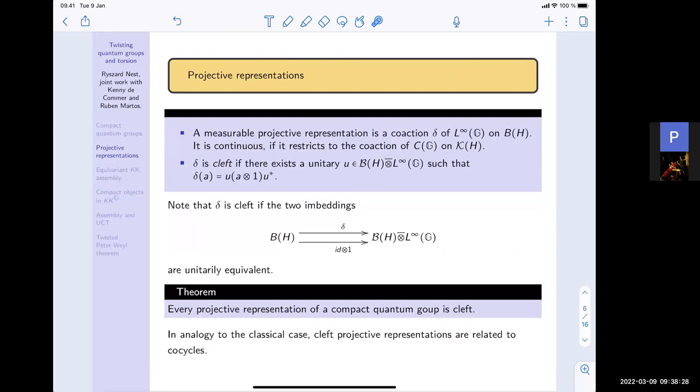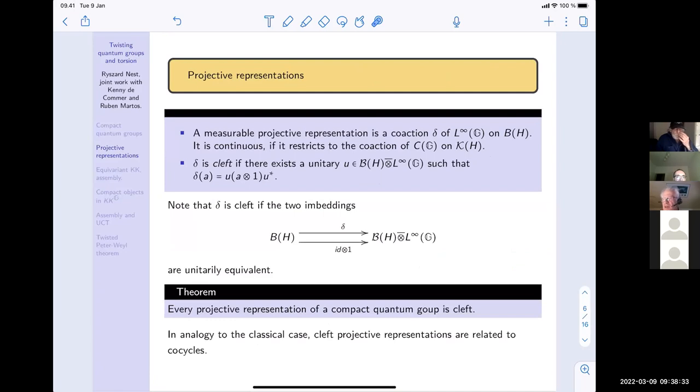Now, it's the subject. So we had representations. Groups have projective representations, so I also want to think about projective representations of quantum groups. There's a good reason for thinking about them, and we'll get to that later. A projective representation of a group is an action on compact operators. So in analogy, a projective representation of a quantum group, say a compact quantum group, is an action on B(H), a map from B(H) to B(H) tensor C(G).